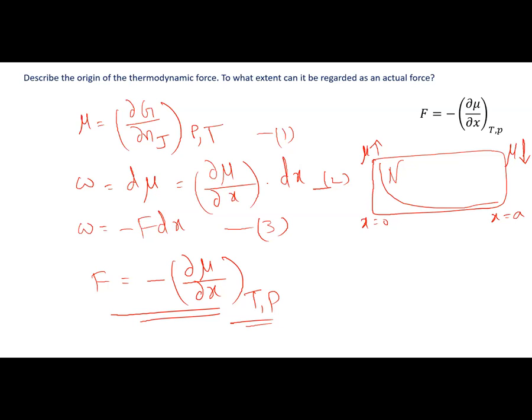The question also asks about the second part: to what extent can it be regarded as an actual force? So this force is not like gravity or magnetism, but it is simply defined as the negative gradient of the chemical potential, which is minus dou mu by dou x. So don't treat this thermodynamic force as a real force. It's just a convenient method to consider in understanding the motion of molecules.